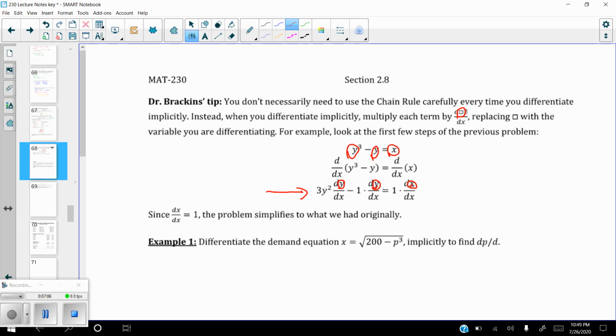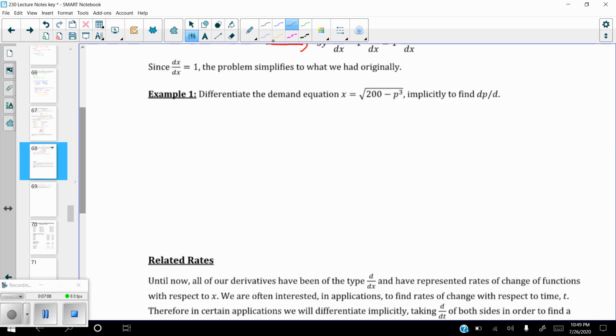All right, so let's look at example number 1. It says differentiate the demand equation x equals the square root of 200 minus p cubed implicitly to find dp/dx. I think the original is actually a typo, so let's go ahead and put that in there, dp/dx. Okay, so the derivative of x, the independent variable, the bottom variable in dp/dx, is just going to be 1. Now you could write that as 1 dx/dx, or just 1.